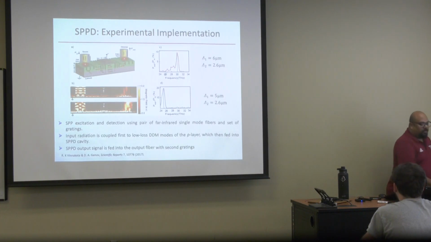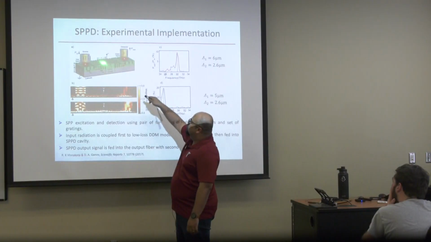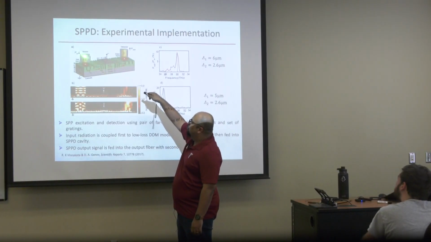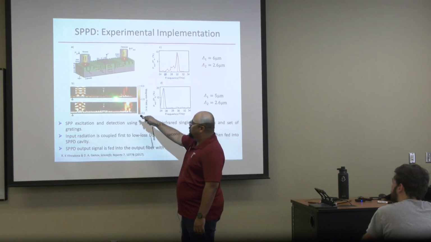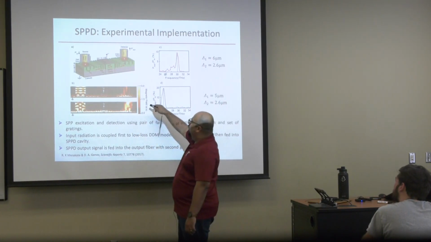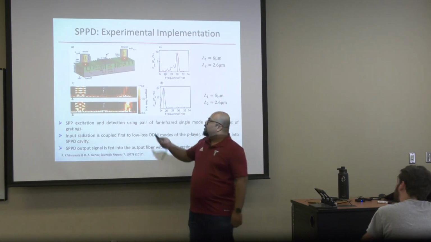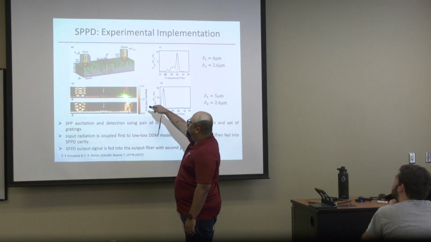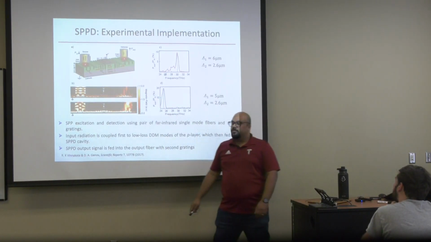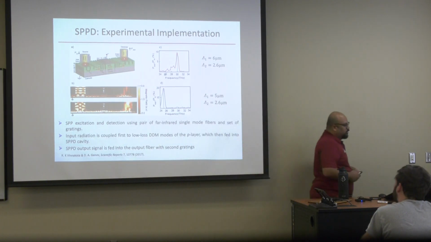Now how can you couple those SPPs, right? We have done the simulations too. We used two fibers. One fiber helps to launch the waves, and those waves then travel as surface plasmon polaritons. To capture the waves on the other side of the device, we still have those gratings, and the gratings help convert the SPPs back to light. So these are the experimental implementations.